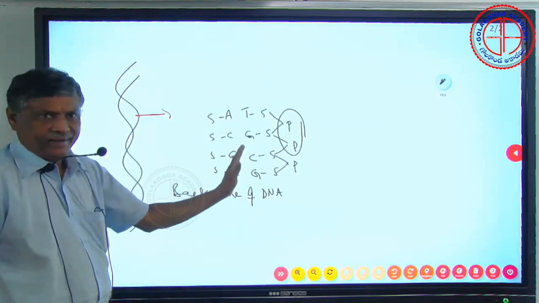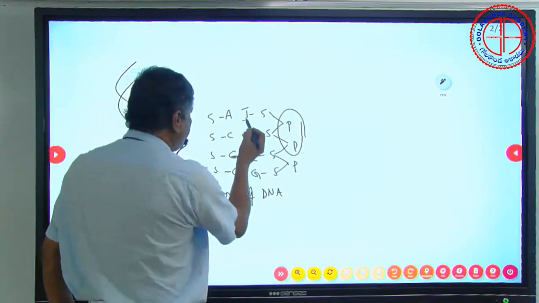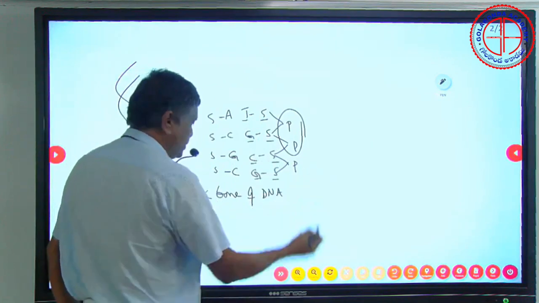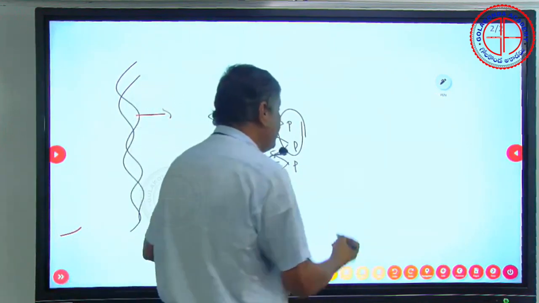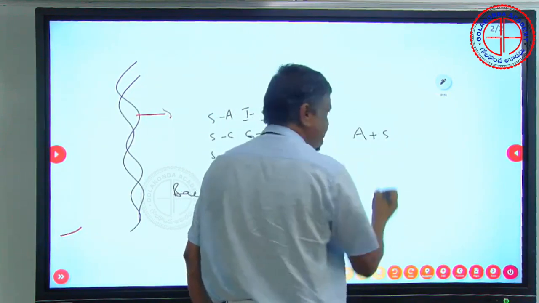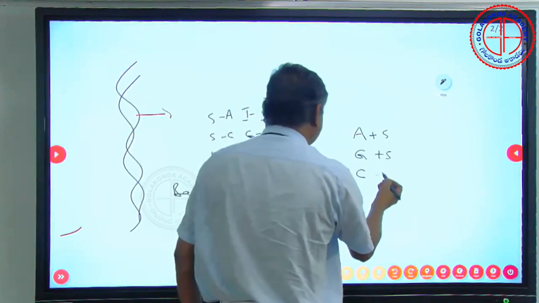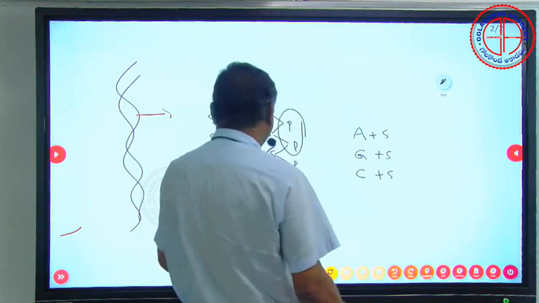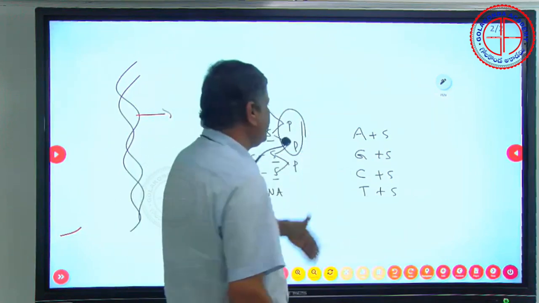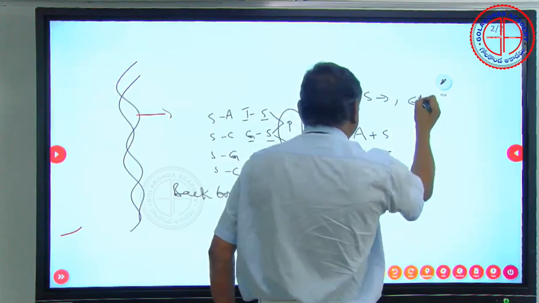Is it clear? Let us move a little further forward. So here you see the nitrogen base and sugar, nitrogen base and sugar, nitrogen base and sugar, nitrogen base and sugar. How many nitrogen bases are there? 4: adenine bonds with sugar, guanine bonds with sugar, cytosine bonds with sugar, and thymine bonds with sugar. What is the basic concept here? The nitrogen base together with sugar is collectively known as a nucleoside.